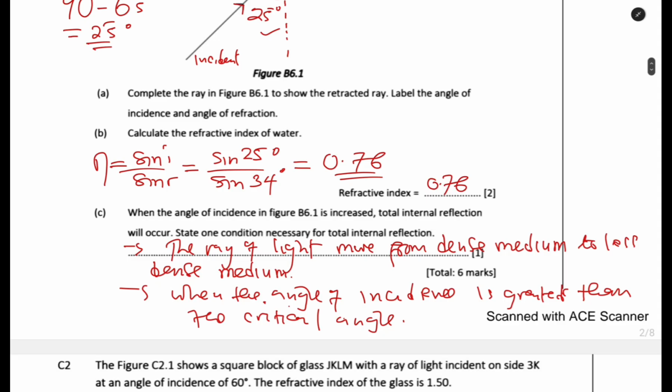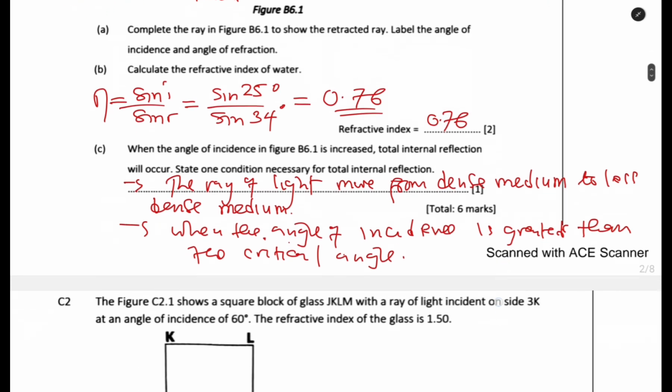And perhaps some of the questions that you might find are, what are the uses of total internal reflection? It is used in optic fibers, in periscopes, in microscopes, and quite a number of instruments. So you need to be aware of that part as well. Maybe we might even find that question as we go on with questions on light.